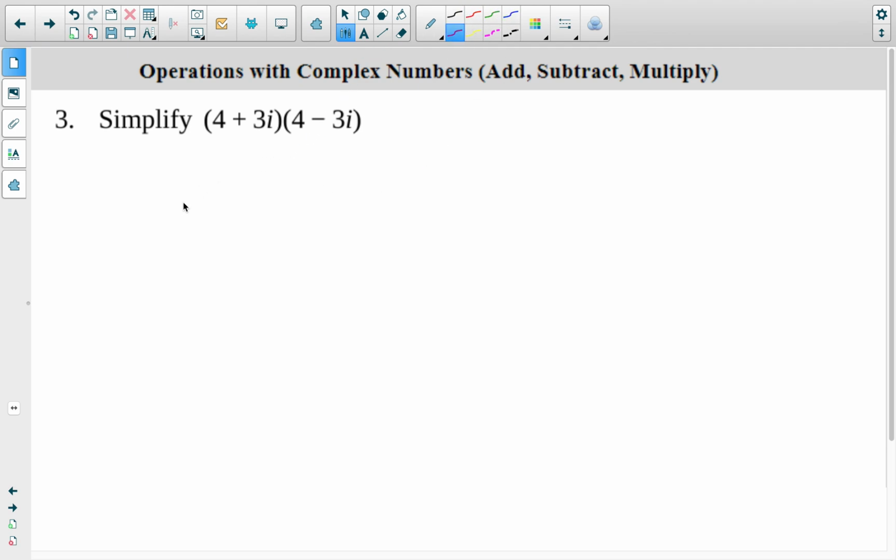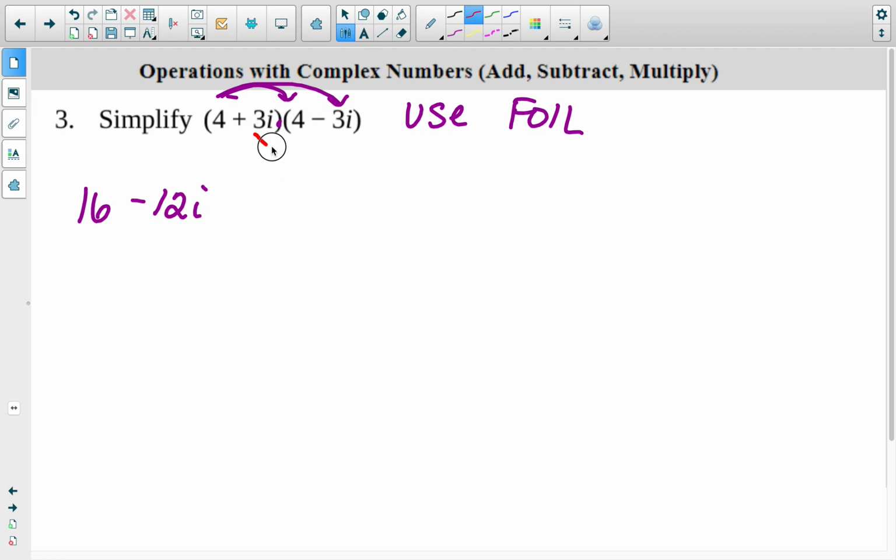All right, so hopefully you've dug around with this a little bit. We're just going to use FOIL because we are multiplying these together. So we're going to take our first times our first. 4 times 4 gives me 16. Outer, 4 times a negative 3i will give us a negative 12i. Inner will give us plus 12i. And the last will give us negative 9i squared.